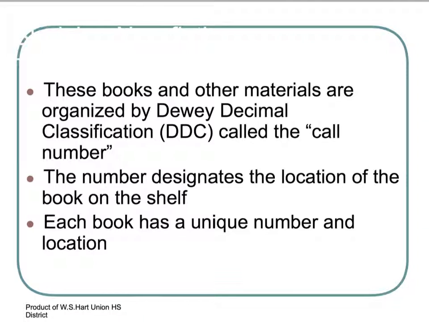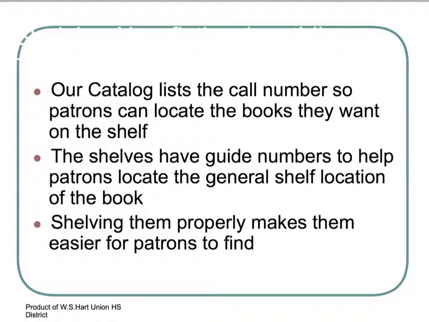The spine label is the call number, and that's what designates the location of the book on the shelf. Each book has its own unique number, and if you misshelve a book, it's like it's lost on the shelf. The guide numbers on the end of each shelf help patrons locate where on the shelves they're looking, and then the spine label on each book helps locate the book on the shelf.